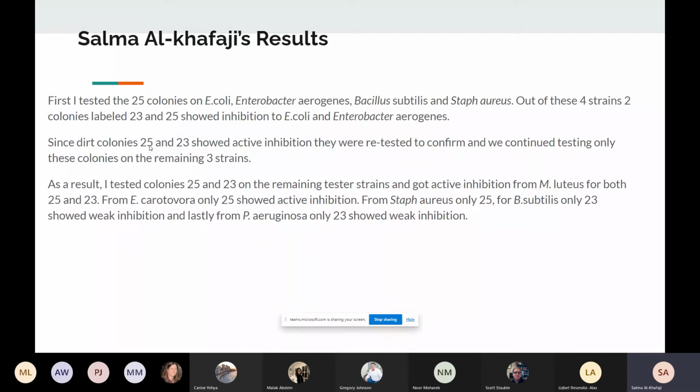So out of the 4 strains, 2 colonies that I labeled 23 and 25 for my unknown dirt sample showed inhibition to E. coli and Enterobacter aerogenes. Since dirt colonies 25 and 23 showed active inhibition, they were retested to confirm, and we continued testing only these unknown dirt samples on the remaining 3 strains.